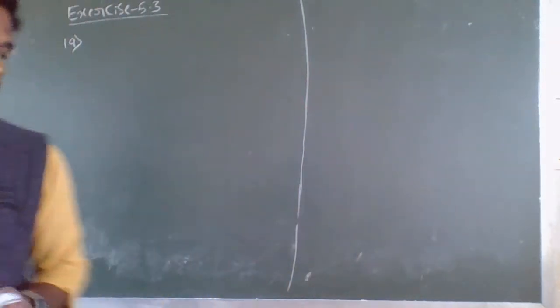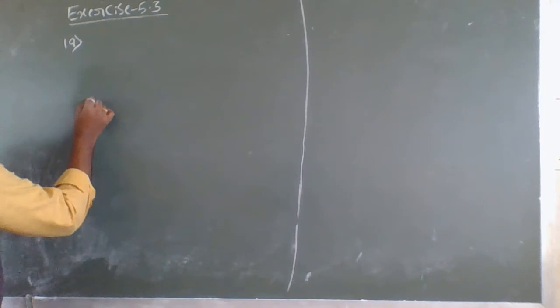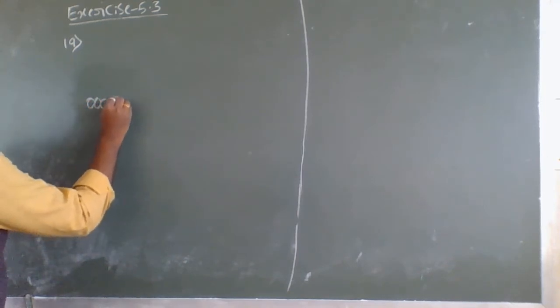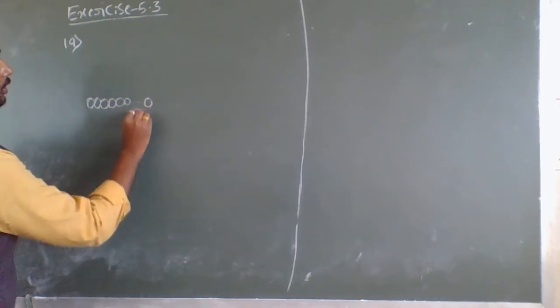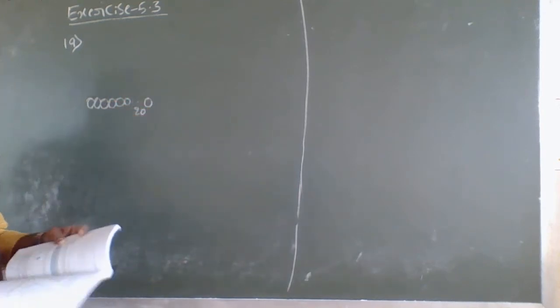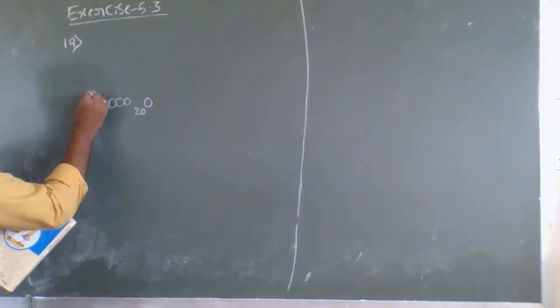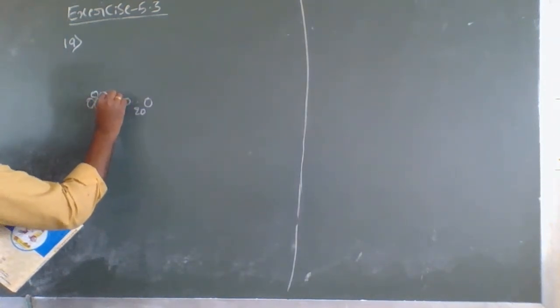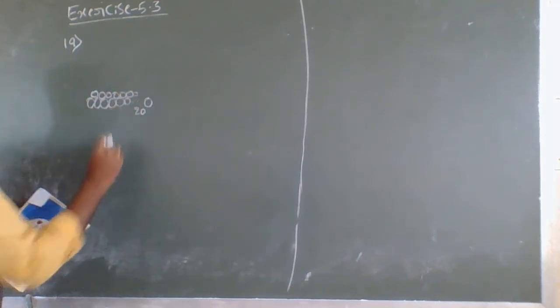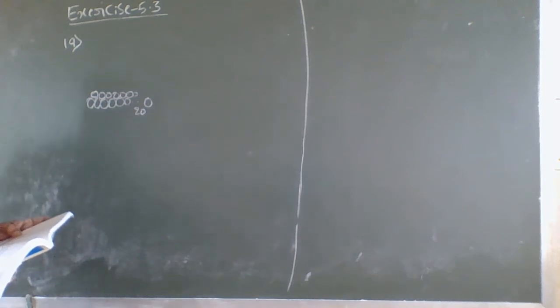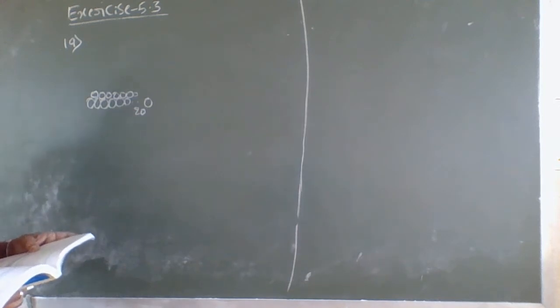So here in the bottom row there will be 20 blocks like this. 19 in the next row. So in the next row, means here, there will be 19 blocks, and 18 in the next row next to it, and so on.